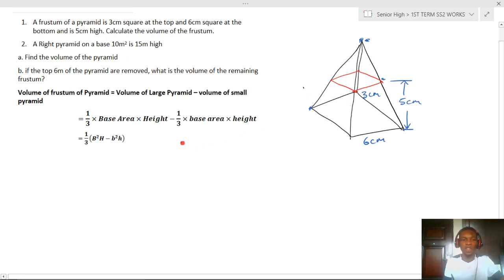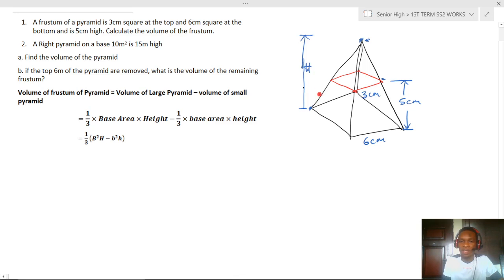To solve that, the first thing is that we look at the formula. The volume of a pyramid is 1/3 times the base area times the height. We already know the area of the base: for the top part it is 3 centimeters square, for the bottom part it is 6 centimeters square. Then what about the height? We know the height of the frustum, but not the height of the pyramid. The height of this large pyramid is the height from this point up to this point.